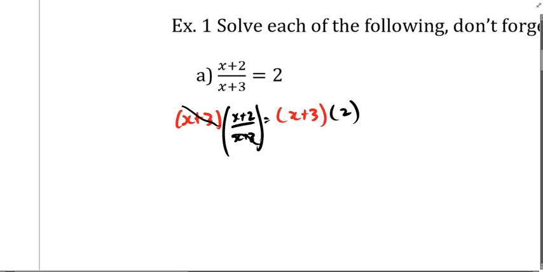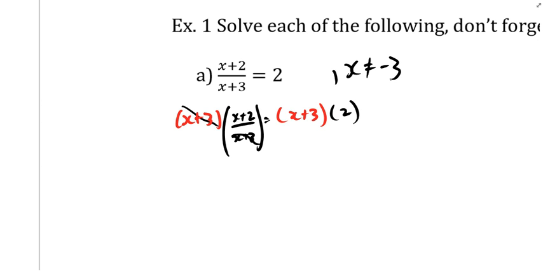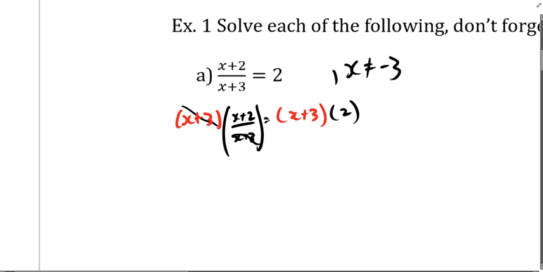That gives us an exception. If x was negative 3, then I would have just divided by 0. I'd be dividing by 0 in the beginning. That wouldn't work. But this is a different kind of exception. So we're going to write it down. We're going to make a note of it. But when I finish this question, so let's finish it.